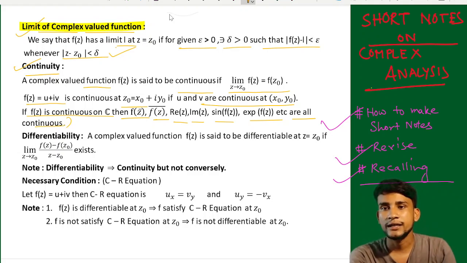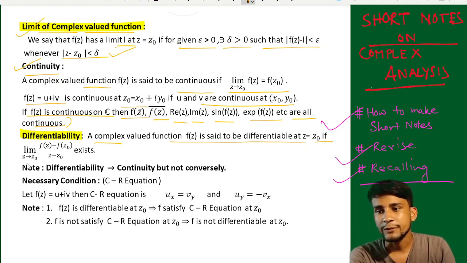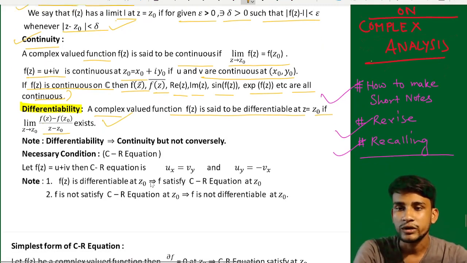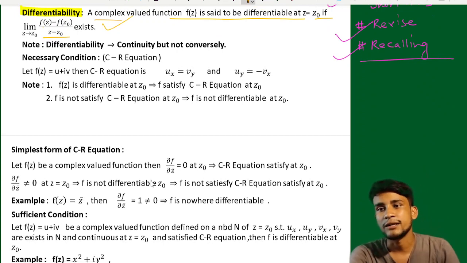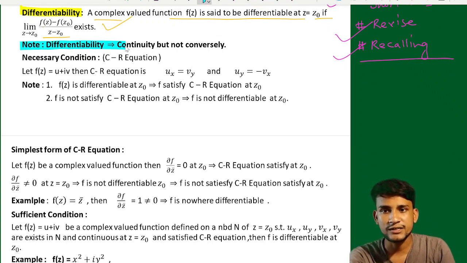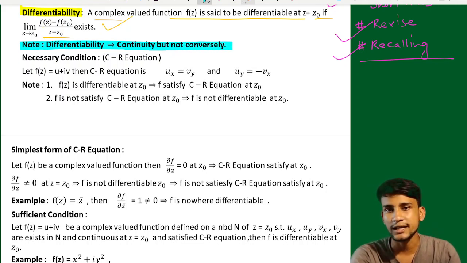Next we come to differentiability. The complex valued function f(z) is said to be differentiable at z equal to z0 if the limit as z tends to z0 of (f(z) minus f(z0)) by (z minus z0) exists. An important note here is that differentiability implies continuity but not conversely. This is true for real analysis and also true for complex analysis.